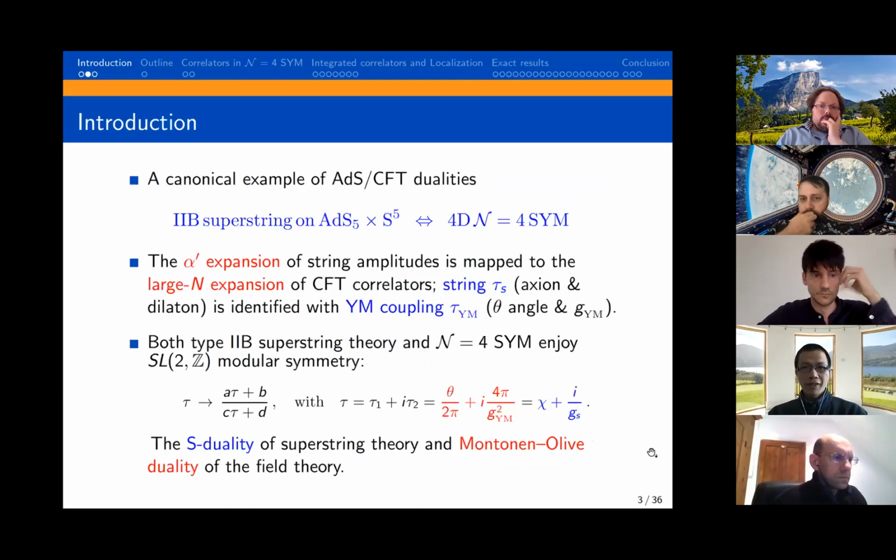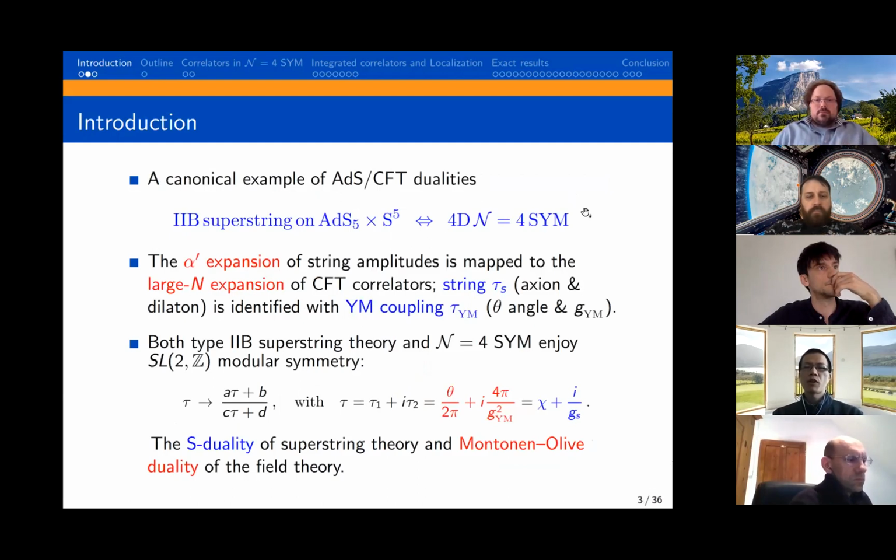A canonical example of AdS/CFT duality, which we will study today, has on one side type IIB superstring theory on the background of AdS5 times S5, which is dual to a 4-dimensional conformal field theory called N=4 super Yang-Mills. This is a maximally supersymmetric Yang-Mills theory. Then the alpha prime expansion or low energy expansion of the string amplitudes is mapped, according to AdS/CFT duality, to the large N expansion of the correlation function in N=4 super Yang-Mills.